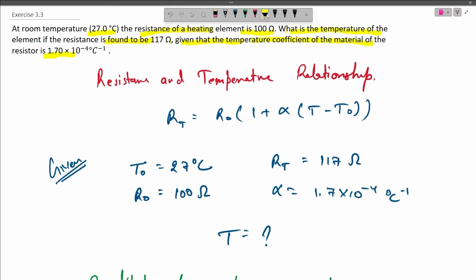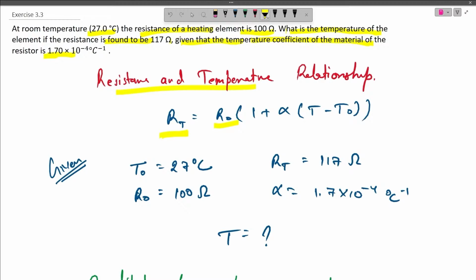Now this question talks about the relationship between resistance and temperature, which is given by the resistance at temperature T with respect to the reference temperature T0 is equal to R0, the resistance at the reference temperature, multiplied by 1 plus alpha. Alpha is the thermal coefficient of resistance and it is material specific, multiplied by final temperature minus initial temperature, or the delta T.